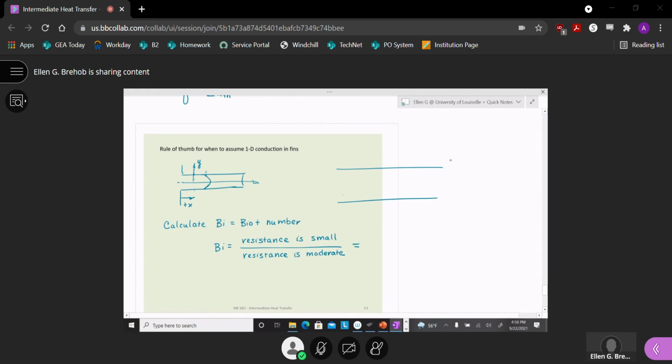I'm going to draw this even bigger. And I'm going to put my x-axis this direction, y direction up here. And again, I'm picturing I've got heat being conducted along this fin, and we've got it being convected away from the face. Okay. So the resistance I want to be small is lateral conduction.